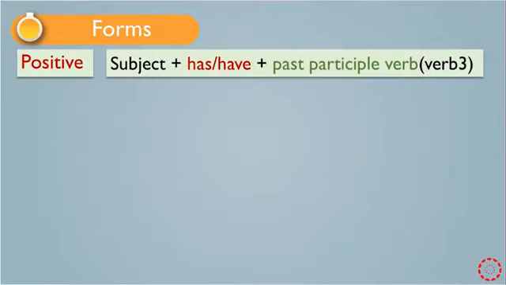What are the forms of present perfect? We start from the positive form. Look, this is the structure of present perfect. In the positive form, you have the subject and, be careful, we have has and have, and after them we have the past participle of the verb.